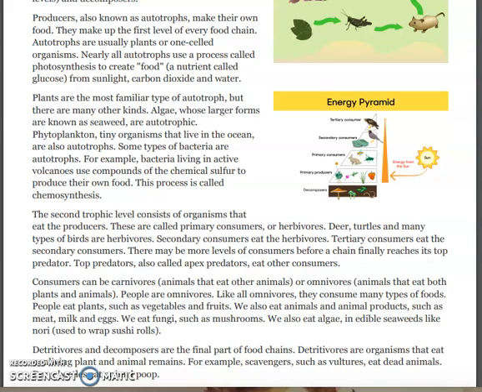Some types of bacteria are autotrophs. For example, bacteria living in active volcanoes use compounds of the chemical sulfur to produce their own food. This process is called chemosynthesis.